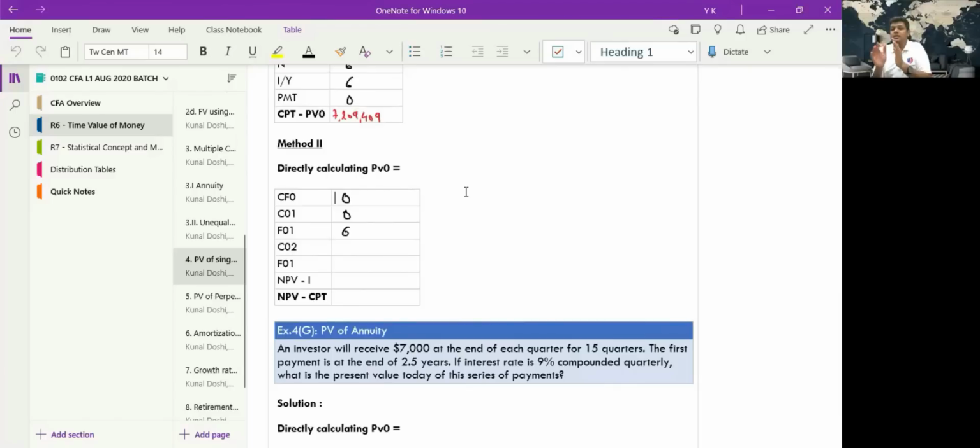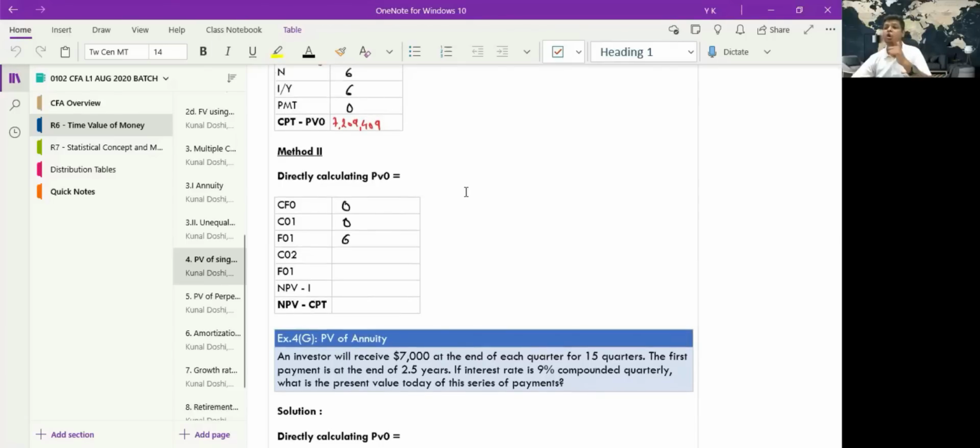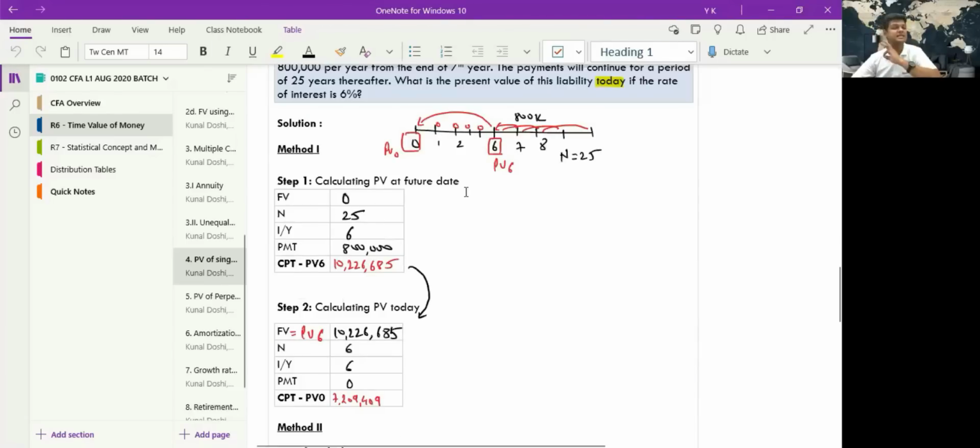In F01 you'll put 6, enter. Why 6? Because till the 6th year you have no cash flows. Then you press the down arrow key, and your F01 will be 6, because if you watch the timeline, till the 6th year you have no cash flow. Clear?